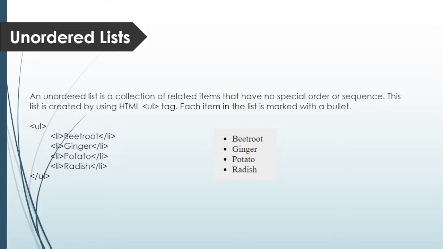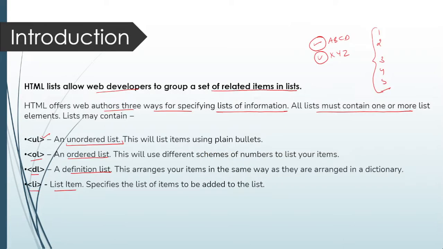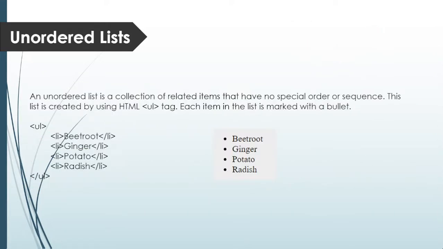Now we will start with the basic types of list tags. First of all, we start with the unordered list. An unordered list is a collection of related items that have no special order or sequence. Suppose I created a list by using 1 2 3 4 or A B C D. In both types we have a specific order or sequence, and that is called an ordered list. But here we are talking about an unordered list, where we don't have any special order or sequence. We can use any kind of symbol, like circles, dots, tick marks, anything. That is called an unordered list.